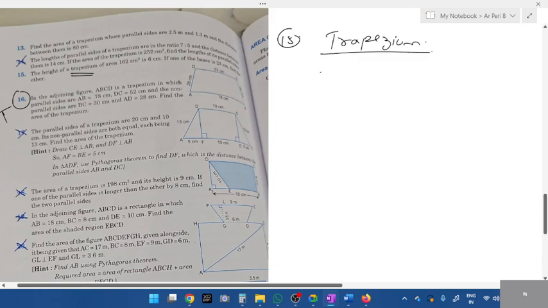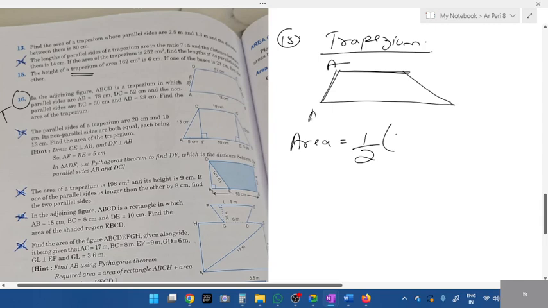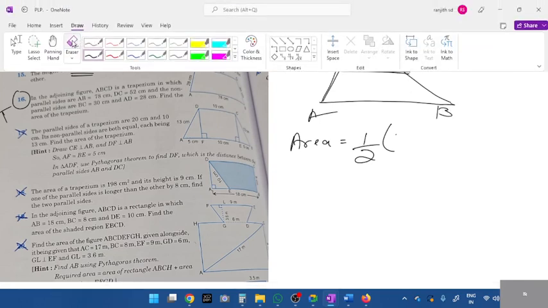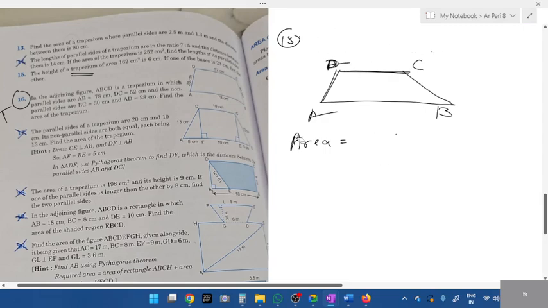In trapezium, we have only one formula. Which one is that? Tell me, area, right? What is the area formula? Area is equal to 1/2 into (AB plus CD) into height. You can draw a diagram like this. You can name anything. Okay, sum of parallel sides. Let me write A, B, C, D. It's a trapezium question, so draw the diagram.